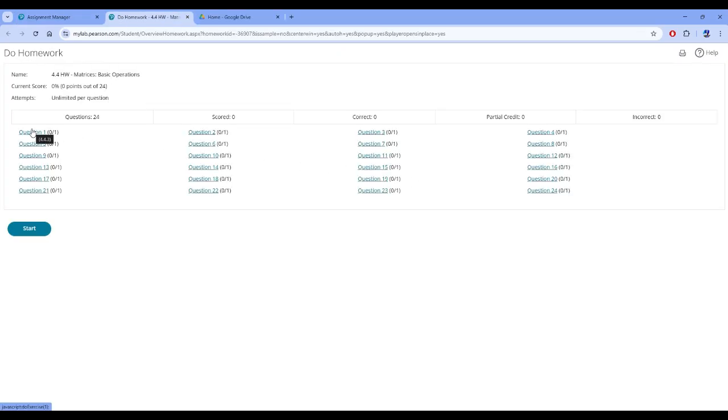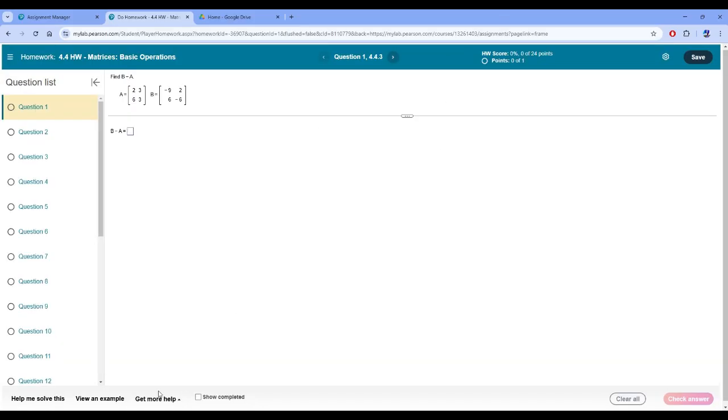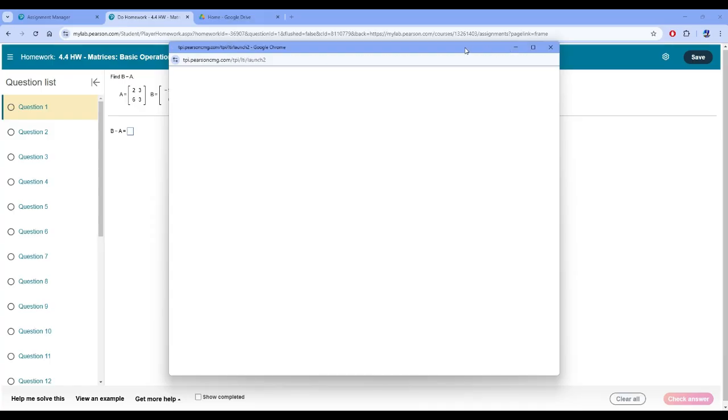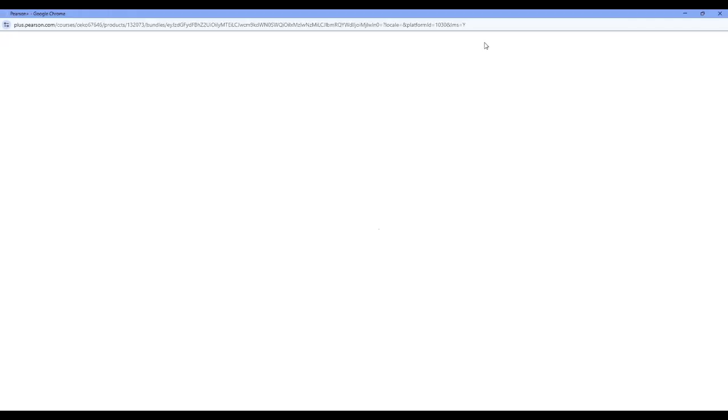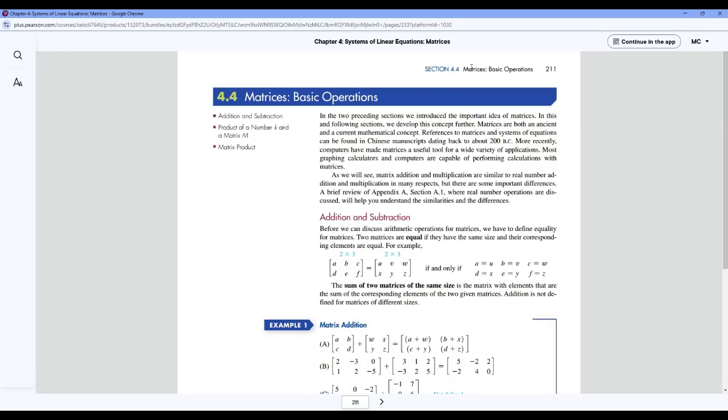We have 24 questions. Let's take a look at our textbook just for our basic stuff. If you've been following along with our lessons, you're going to realize that I'm going to be using the matrix in Desmos for basic operations. So here, addition and subtraction, we have a 2 by 2 and a 2 by 3. When you add matrices, the answer will be a 2 by 3.